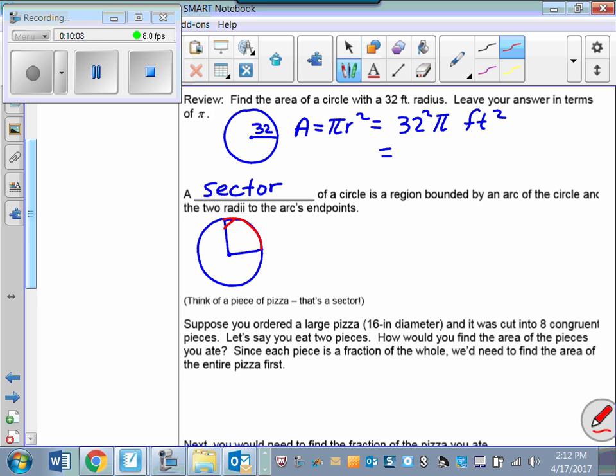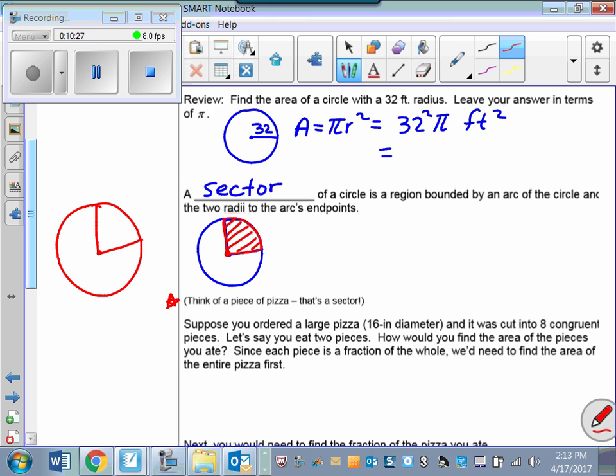All right, if we look at this whole region here, this whole region would be a sector. So I'm going to figure out how to find the area of that. And I put you a little note here that said, hey, a sector is when you eat a piece of pizza, that's what you're really eating, is a sector, right?